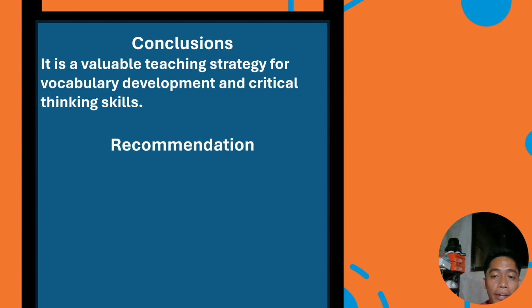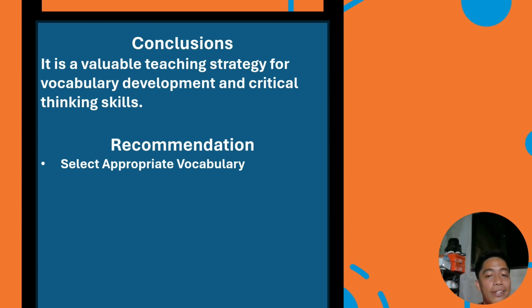So here are my recommendations. Number one is to select appropriate vocabulary. So we have to choose vocabulary words that have distinct characteristics or features that can be analyzed and compared. Ensure that the words are relevant to the topic or concept being taught. Number two is to provide clear instruction. Clearly explain the purpose and the process of SFA to students, model the analysis process, and provide guidance as students work together through the chart or grid.